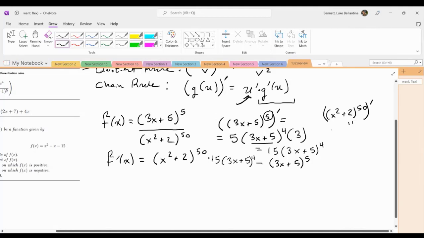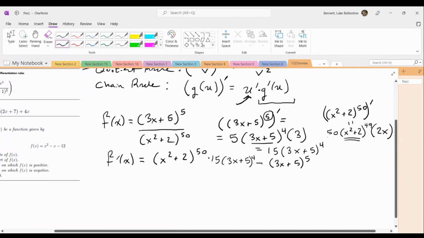So we bring the 50 down, multiply by the inside, subtract 1 from the exponent, multiply by the derivative of the inside. The derivative of the inside is just the derivative of x squared plus 2. And the derivative of 2 is 0 because it's a constant. And the derivative of x squared, we can use the power rule on that to just say 2x.